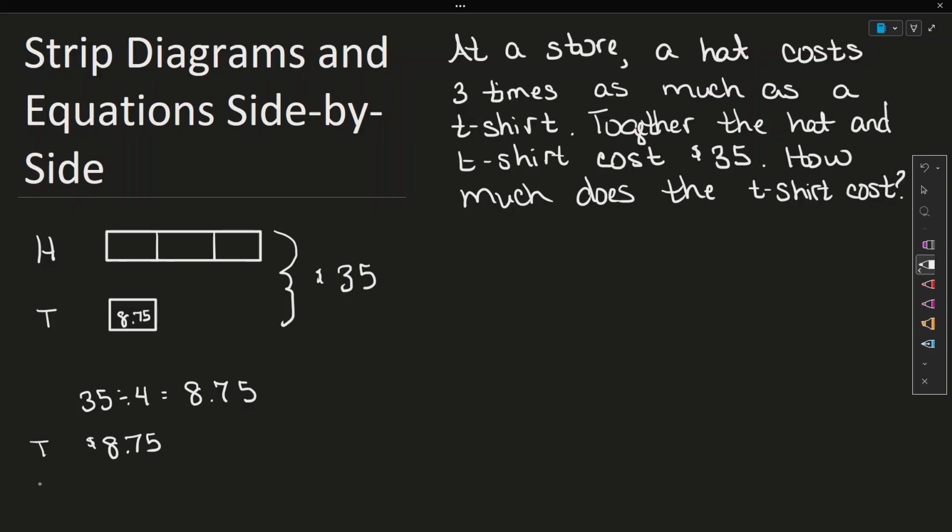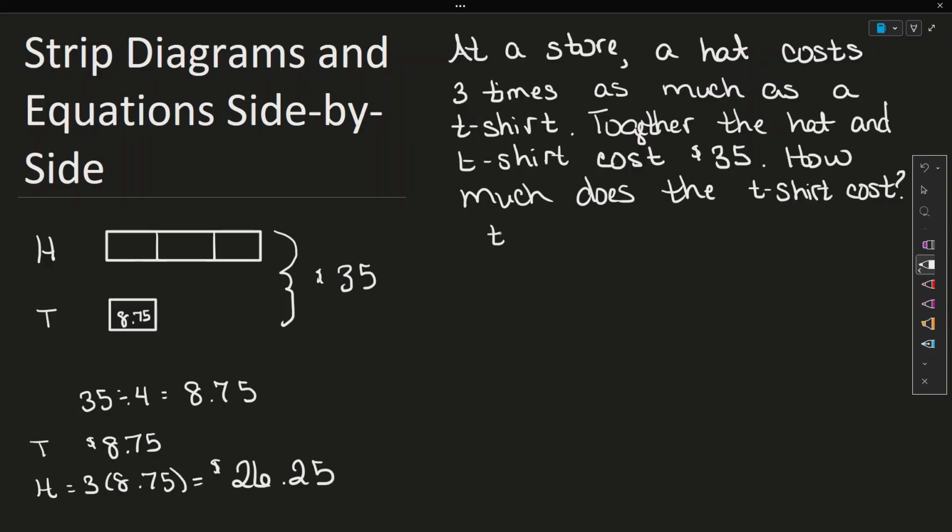The hat, on the other hand, has 3 of these. So 3 times $8.75, or $26.25. Now let's solve with algebra.